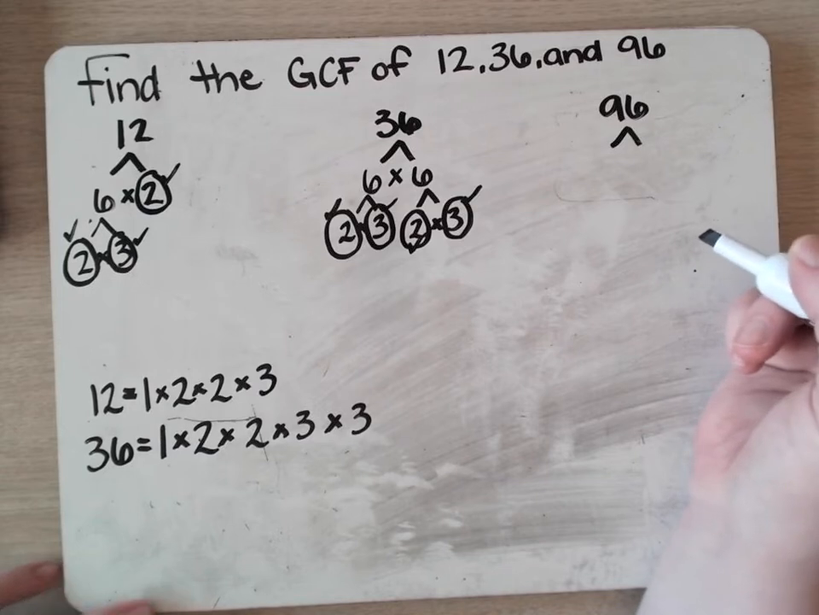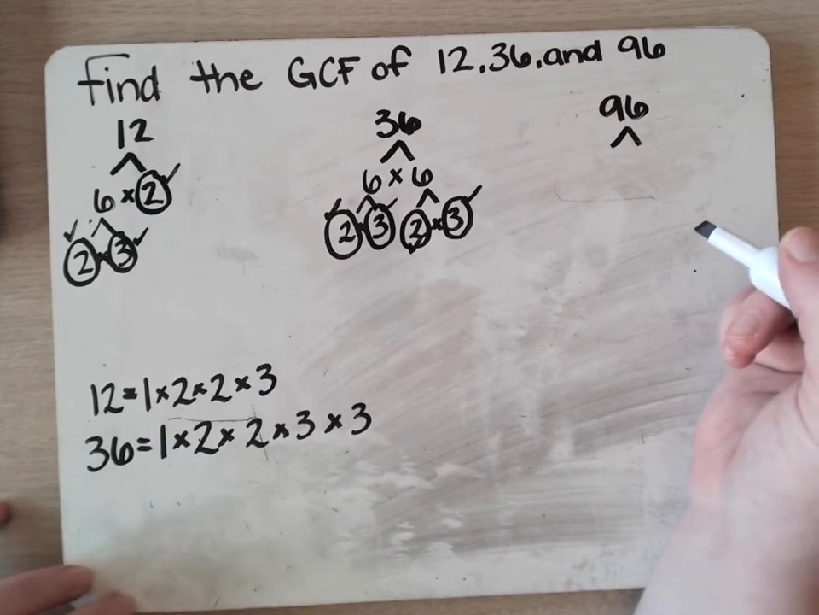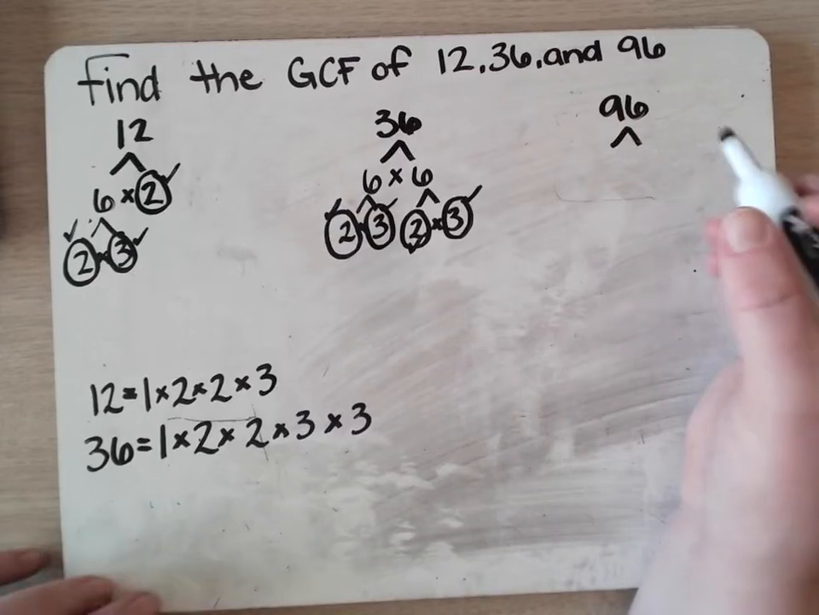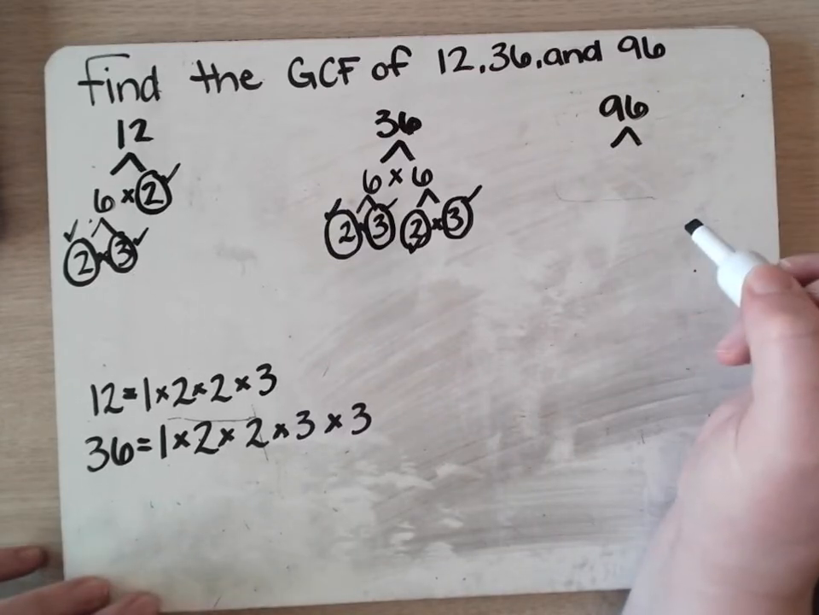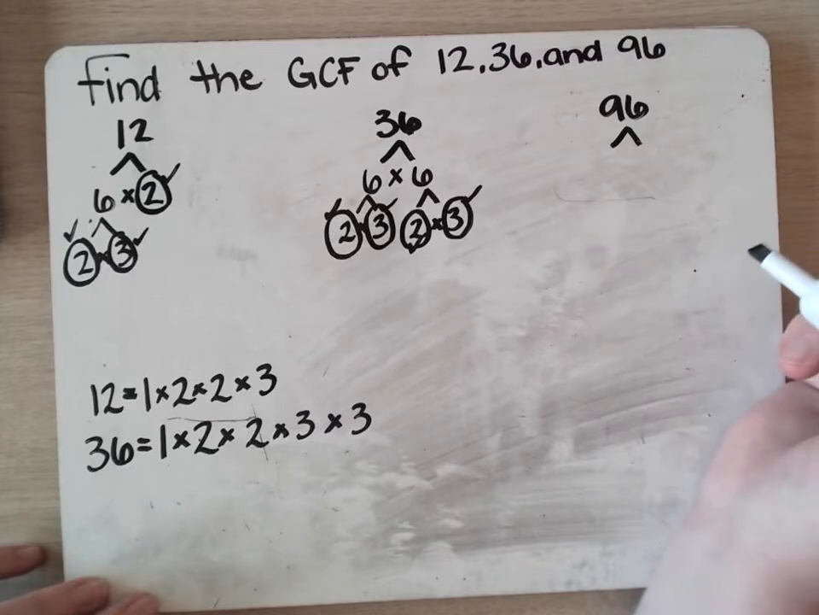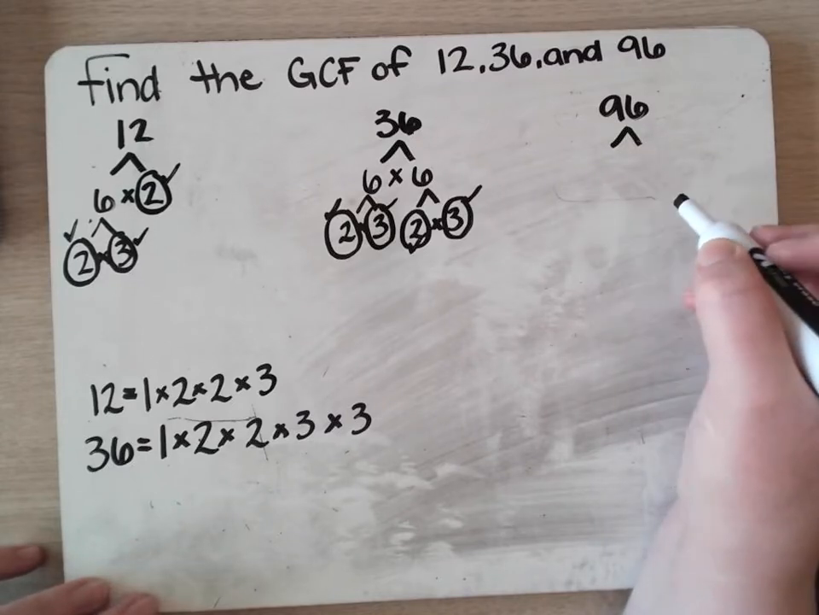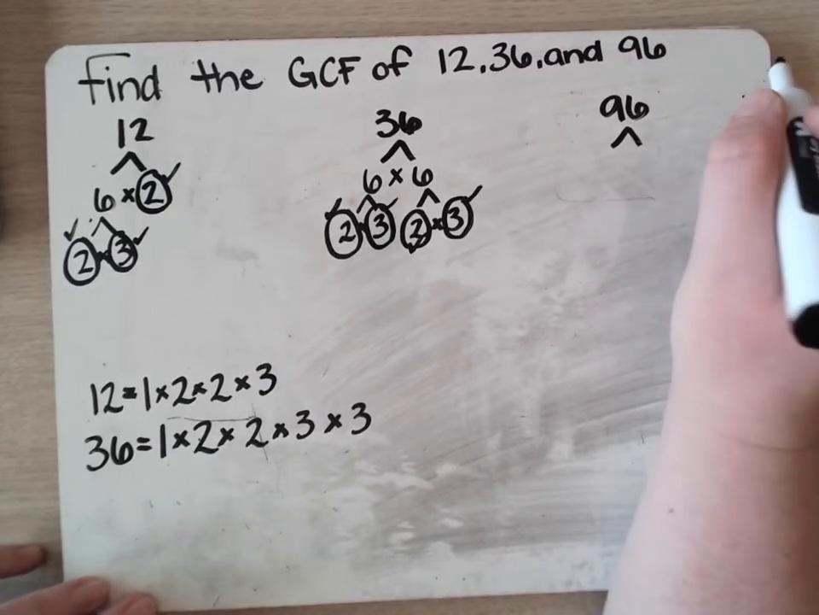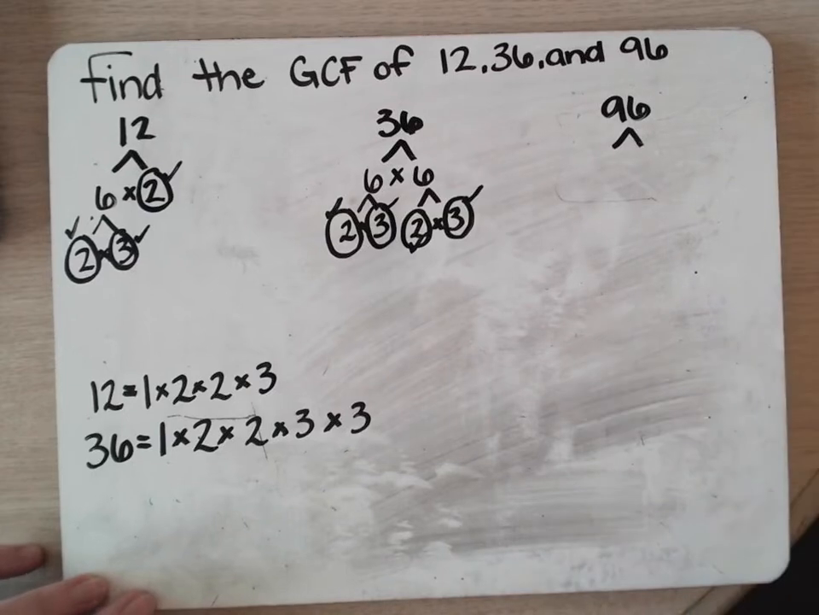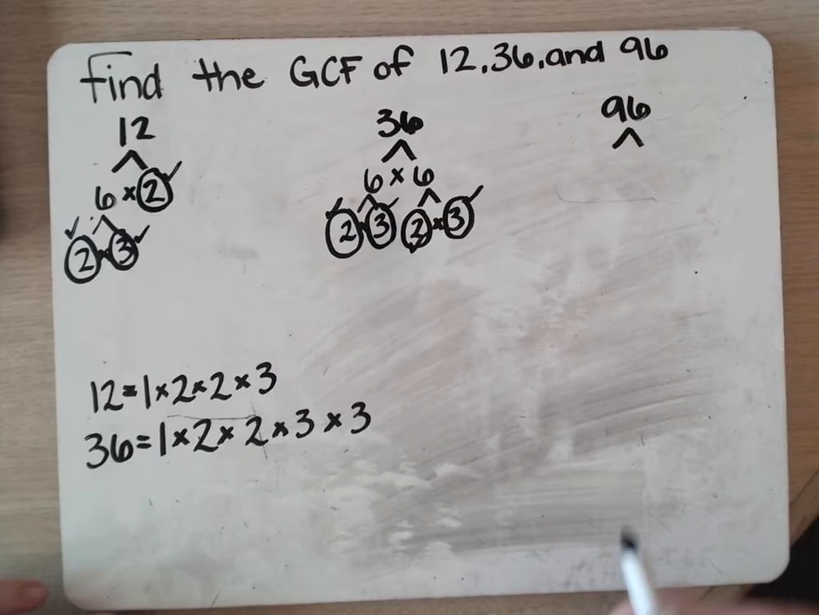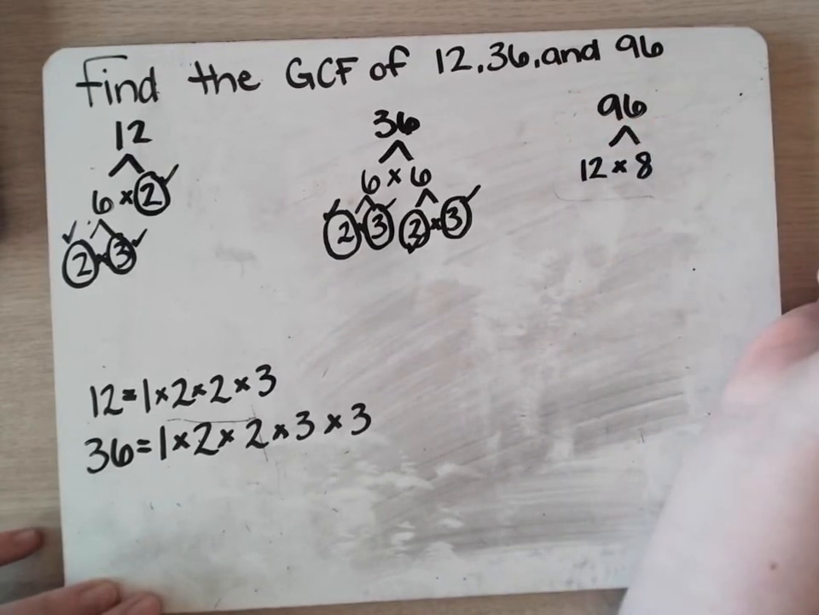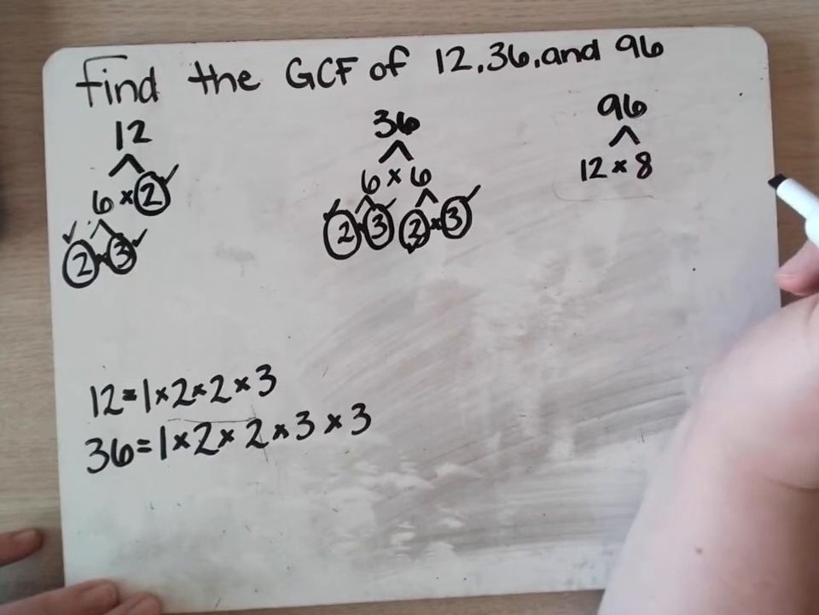Now for 96. 96 is a bigger number. If you're struggling with your facts, since 96 is an even number, you know it's always divisible by 2. So you know 2 times something will equal 96. You can do your long division, and you can figure out what that other factor is if you do 96 divided by 2. Or if you know your 12's facts, 12 times 8 equals 96. So you can start there.